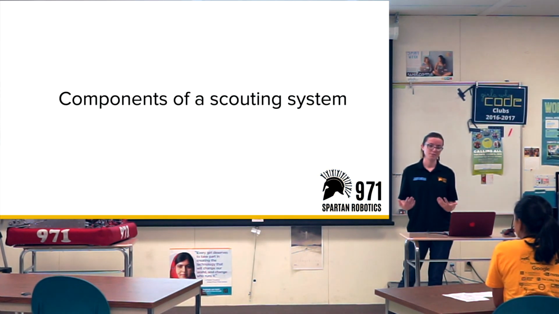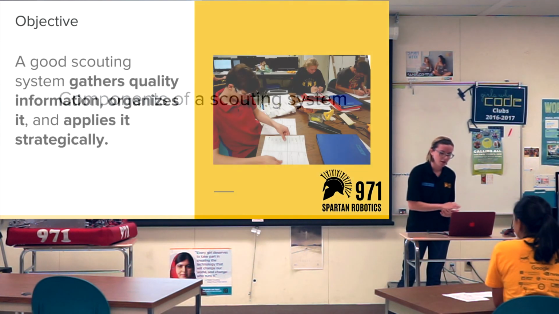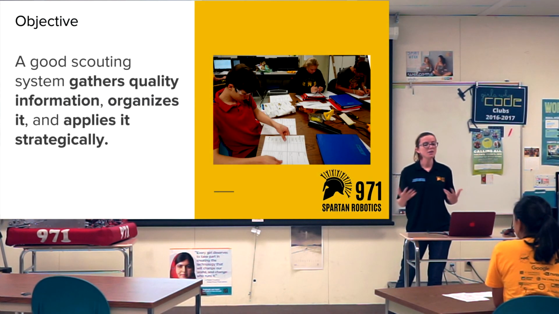Components of a scouting system. My idea of a good scouting system is one that gathers quality information, organizes it, and applies it strategically. I'm going to use these components to frame my talk, as a way to help unpack the 971 system.